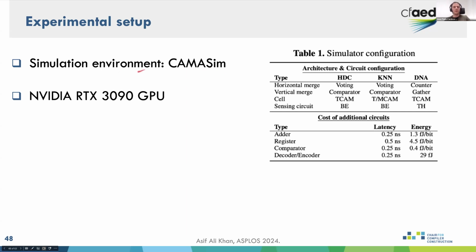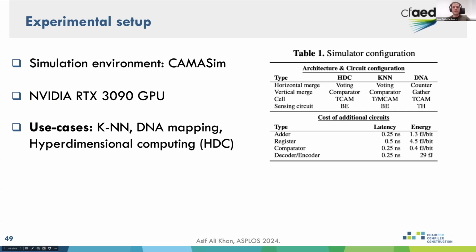Our baseline for comparison is an NVIDIA GPU here. The use cases that we evaluated were the KNN that I've been talking about, and also DNA read mapping and hyperdimensional computing. All of those three use cases have as a bottleneck of the computation the similarity search or some comparison of strings.